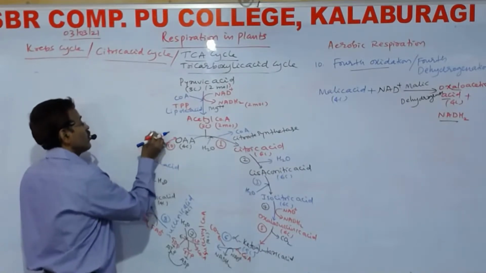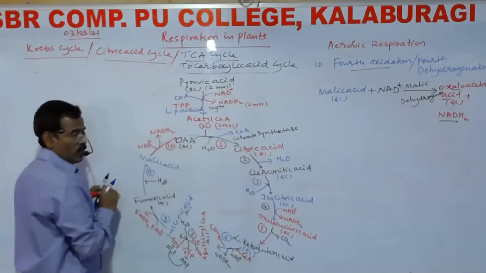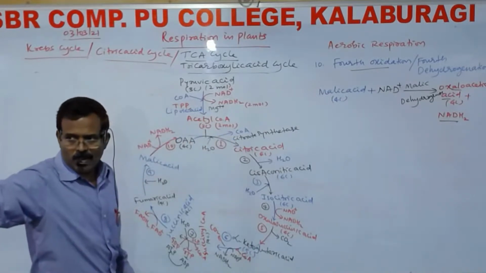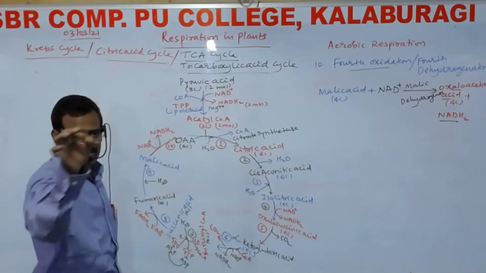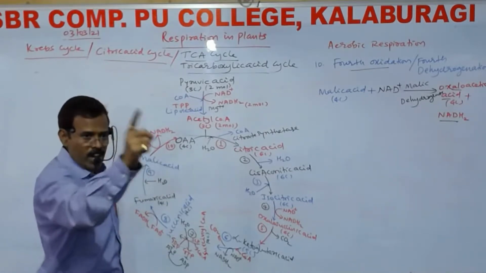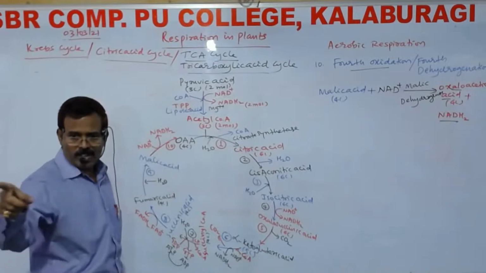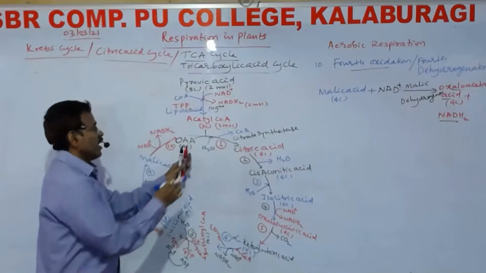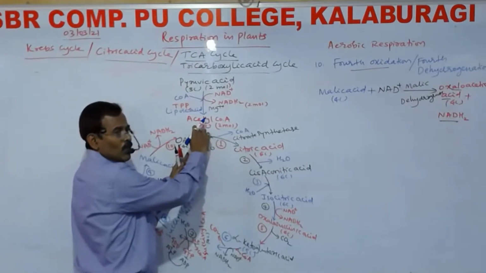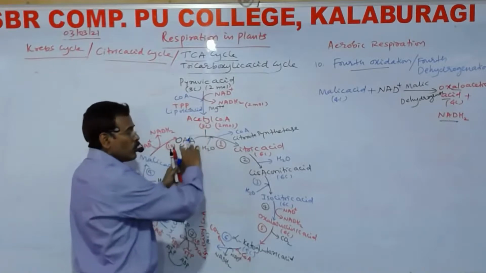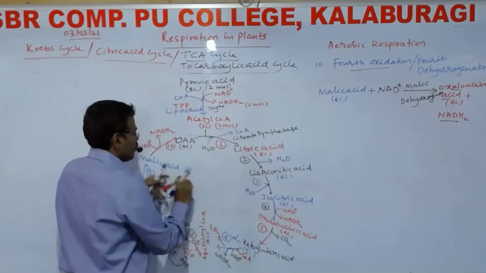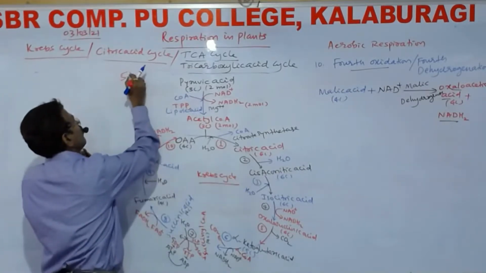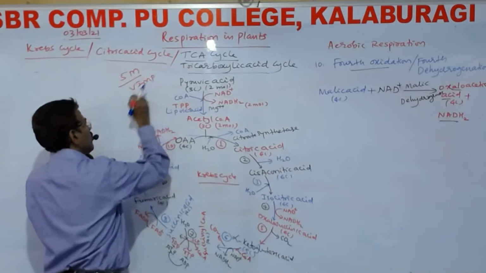What we are going to get here once again now? NADH2 will be synthesized. Okay, step number 4, step number 6, step number 10, where NADH2 is synthesized. Step number 8, FADH2 is synthesized. Step number 7, GTP is synthesized. Okay, so this oxaloacetic acid now once again will condense with one more acetyl coenzyme A which is left out to repeat the cycle. Okay, so this is Krebs cycle.